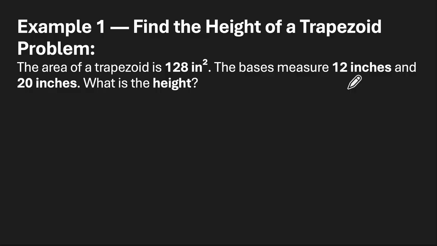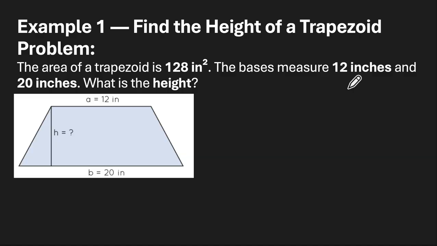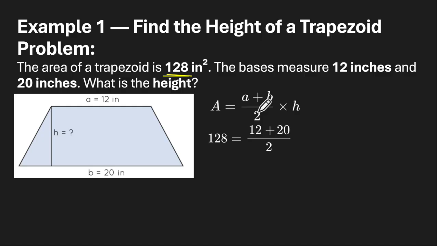The area of a trapezoid is 128 square inches. The bases measure 12 inches and 20 inches. What is the height? So again, this is the visualization. We're going to find the height here. The area is equal to this formula, and then we're going to substitute the area, which is 128. That is equal to the sum of the two bases, 12 plus 20, times the height that's going to be missing.